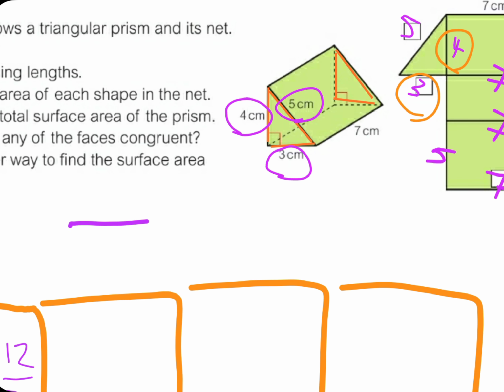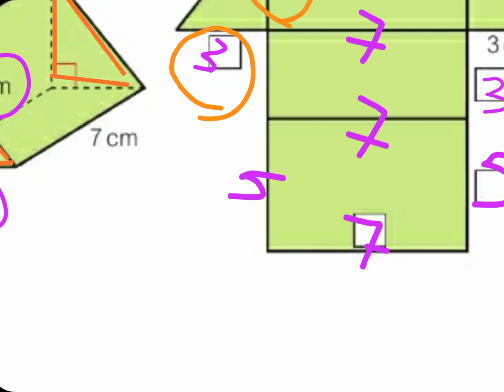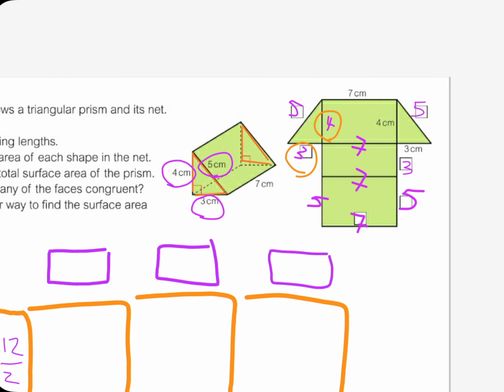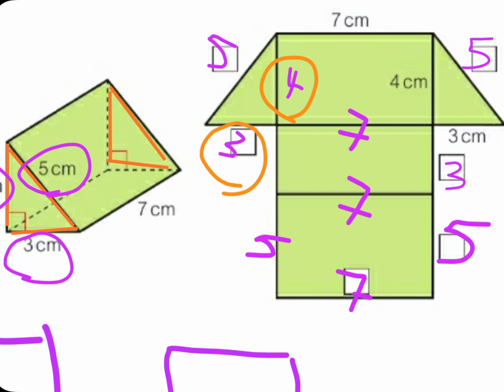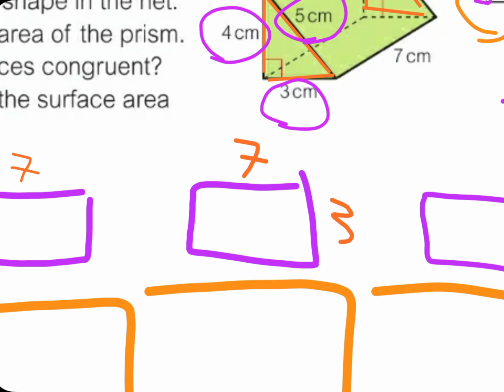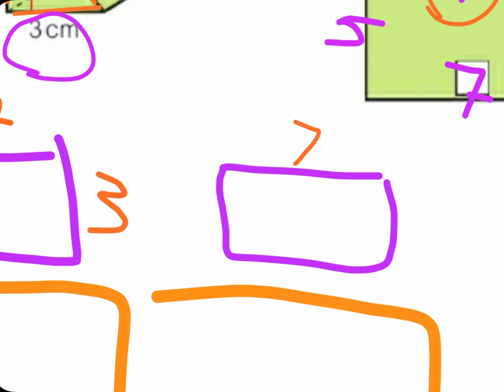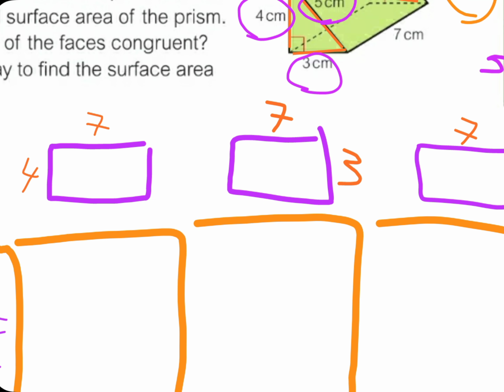Now for the rectangles, we have 1, 2, and 3. Now, each rectangle has its own length. Now, we're going to write the lengths on each of them. This one has 7 by 4. Do you see it? 7 and 4. So we come here and we write 7 and 4. And the other one has 7 and 3. So we write 7 and 3. And then the last one has 7 and 5. We write 7 and 5. And now we count the lengths.